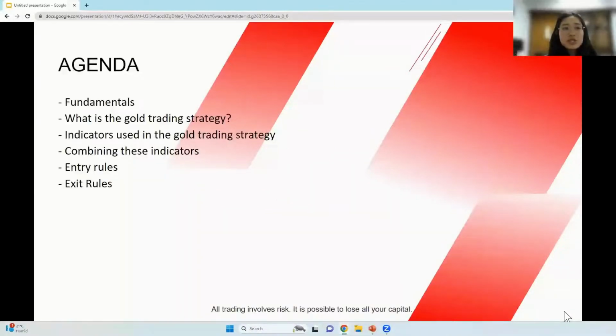So here's our agenda for today. We're just going to look at some fundamentals first, and then we'll look at some trading strategies for gold, some indicators that you can use, and I've also included some stop loss techniques, so some exit as well as entry rules as well. Okay, let's get started.